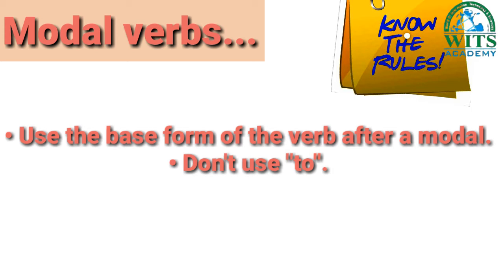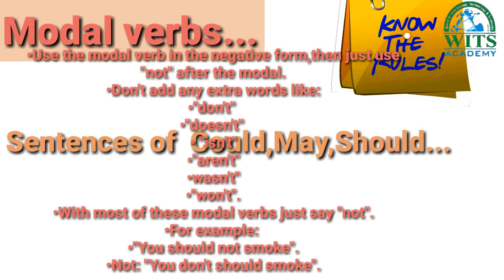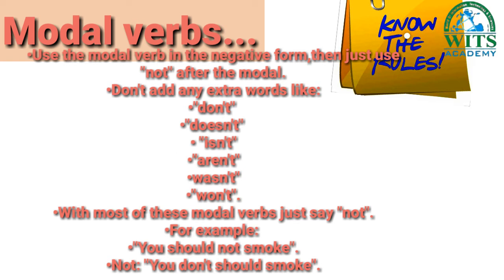Alright? Now, the next point is, if you need to use the modal verb in the negative form, then just use not after the modal. Alright? Don't add any extra words like don't or doesn't or isn't, aren't, wasn't, and won't. Okay? So, with most of these modal verbs, just say not. For example, you should not smoke. Not, you don't should smoke.